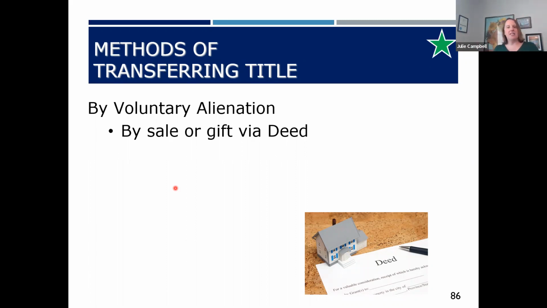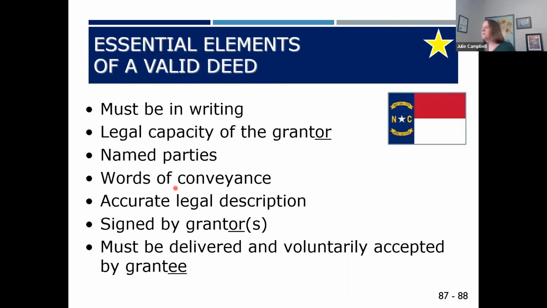Let's talk about a deed. And within a deed, there's certain requirements that would make a valid deed. This whole list is in your book at the top of page 87. So if you don't want to hurt your hand and write this down, you can follow along with me on the top of page 87. And what we're talking about is requirements for a valid deed, or essential elements.